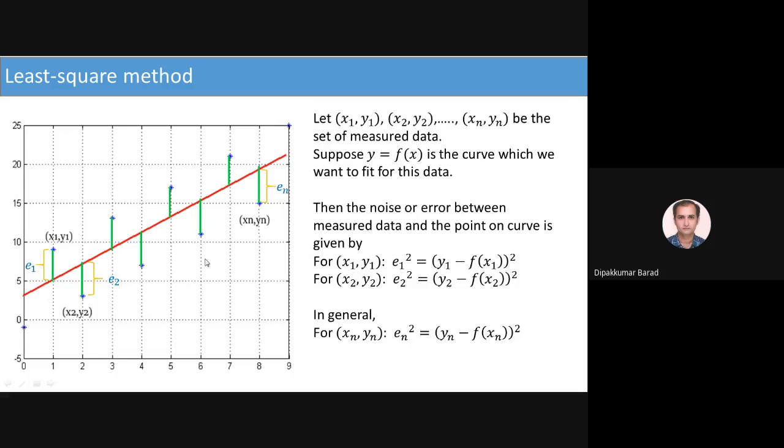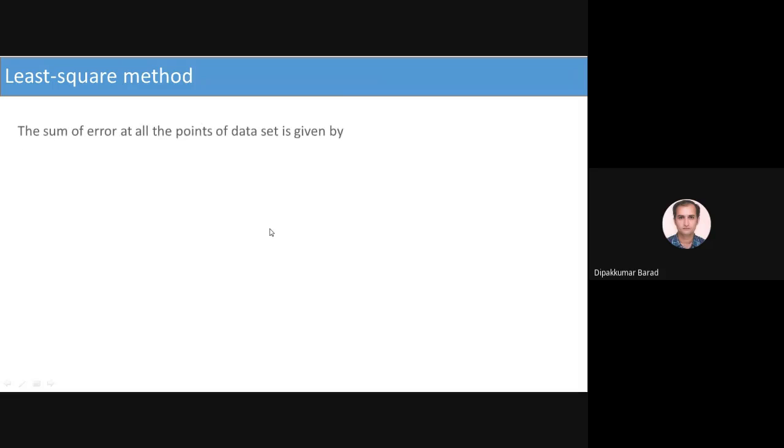Otherwise, if we take the sum of all this, it will cancel out. So we need to find the minimum distance between the points and a best-fitting curve. What we do is take the sum of all this and find its minimum value, so that we get the best fit curve. We call it the least square method.